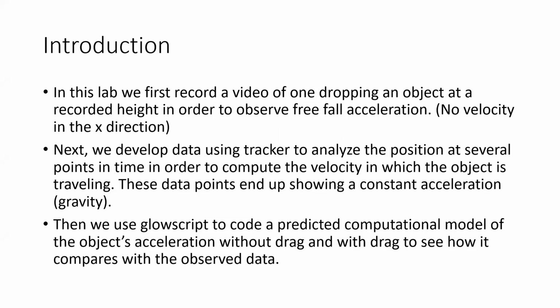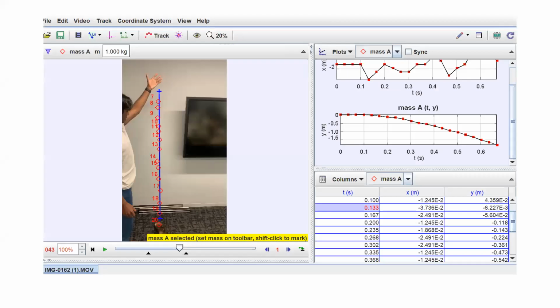Then we use GlowScript to code a predicted computational model of the object's acceleration without drag and with drag to see how it compares with the observed data. Here's a picture of my Tracker. These are the data points corresponding with position and time, and notice how it's a curved line, which indicates that there's an acceleration. And this is where I dropped it from.